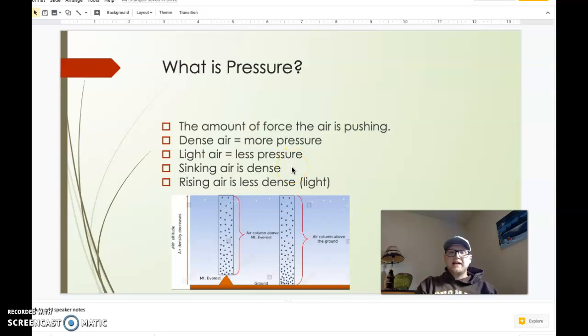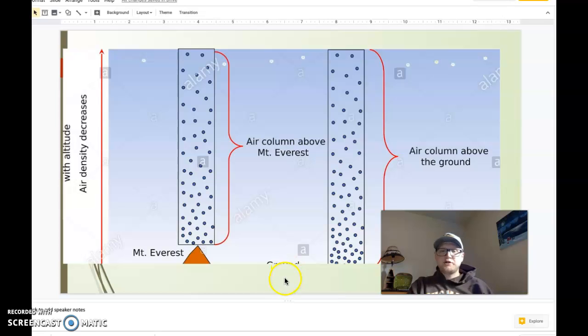Sinking air is dense, so sinking air is high pressure. Rising air is light, less dense, so it's going to have less pressure. It's going to be low pressure. So, big thing, sinking air is high pressure, rising air is low pressure, okay? Let's just take a peek at this picture really quick. So, this can be applied to a couple of things on Earth. So if you just want to think about just air pressure alone, if you're higher in altitude, you have lower pressure, right?